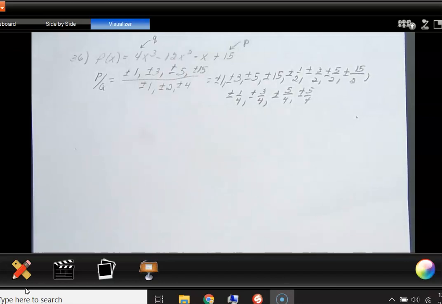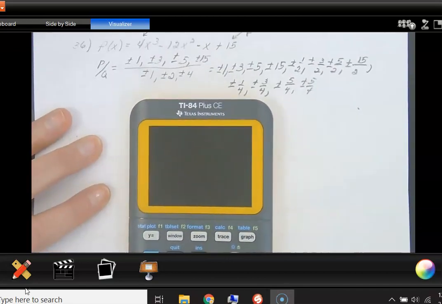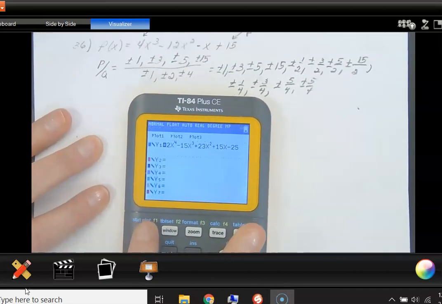Sketch the graph of f so that some of the possible rational zeros can be disregarded. Sketch the graph of f so that some of the possible zeros in part A can be disregarded. Okay, so they're telling you to go to your y equals.